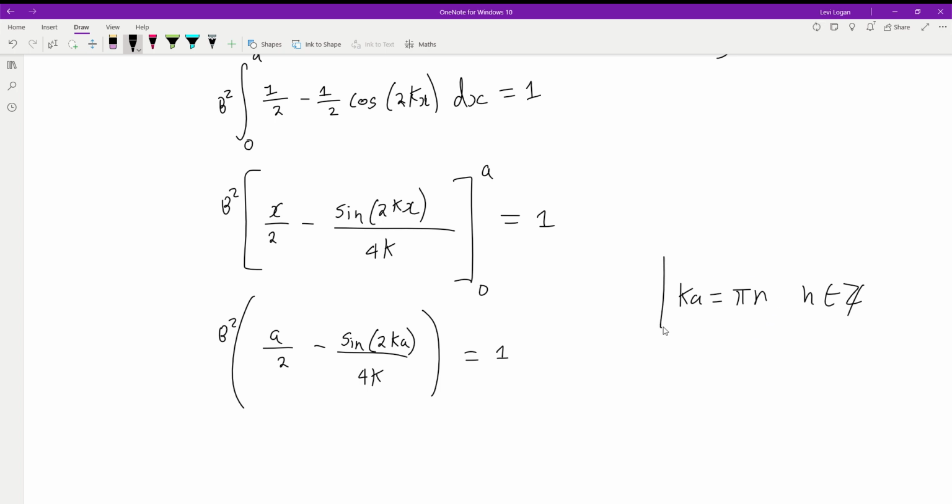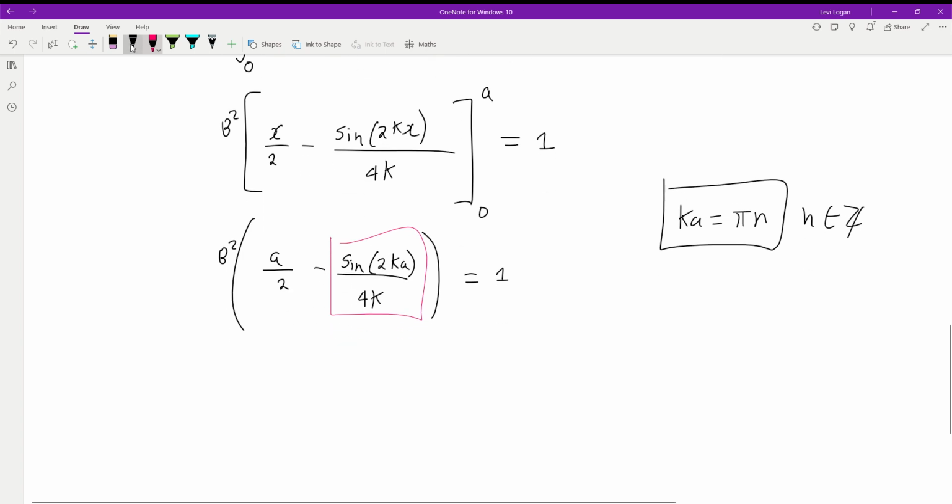So since we know this, no matter what this is going to be, it's going to be 0, because k of a is a discrete multiple of pi. So sine of any multiple of pi that's discrete is going to be 0. So this term effectively is 0.